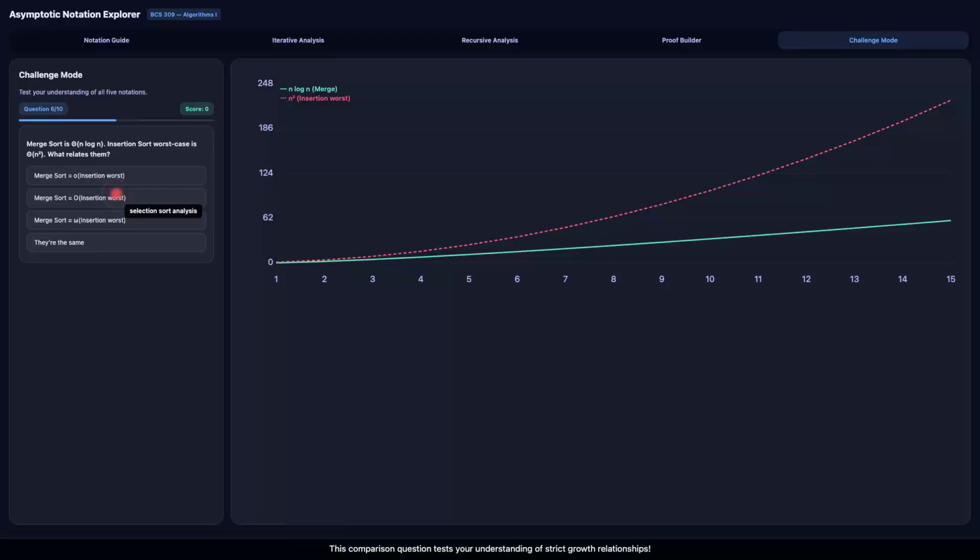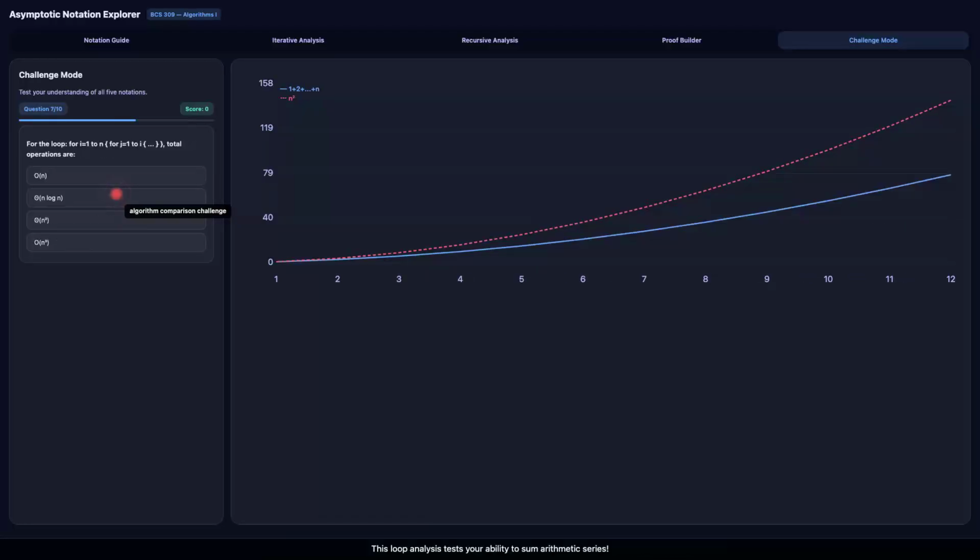This comparison question tests your understanding of strict growth relationships. Merge sort is Θ(n log n), while insertion sort's worst case is Θ(n²). The question asks how they relate asymptotically. Since the limit of n log n over n² equals log n over n, which approaches 0, we have n log n equals o(n²). This means merge sort is not just O(n²), it's strictly faster than quadratic. For sufficiently large inputs, merge sort will always outperform insertion sort's worst case by an ever-widening margin.